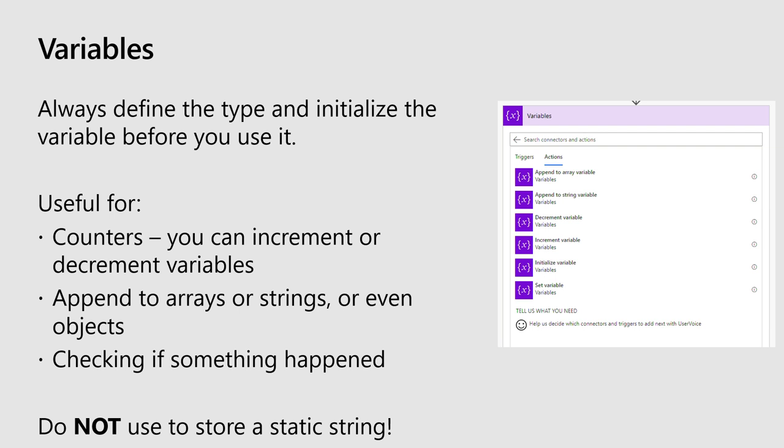Variables are also useful for accumulating information as you go along. You have counters and the ability to append, checking if something is happening. But don't use this to just store a static string. I do see a lot of flows where people have at the top of their flow a bunch of initialize variables for strings, and then they just never use them throughout the flow to change them or to update them or append to them. You don't need to do that. You can just compose once at the top of the flow, and then you don't need to use variables for that.